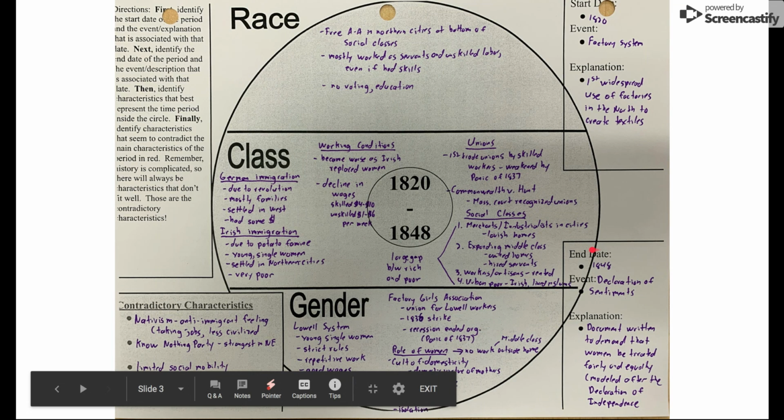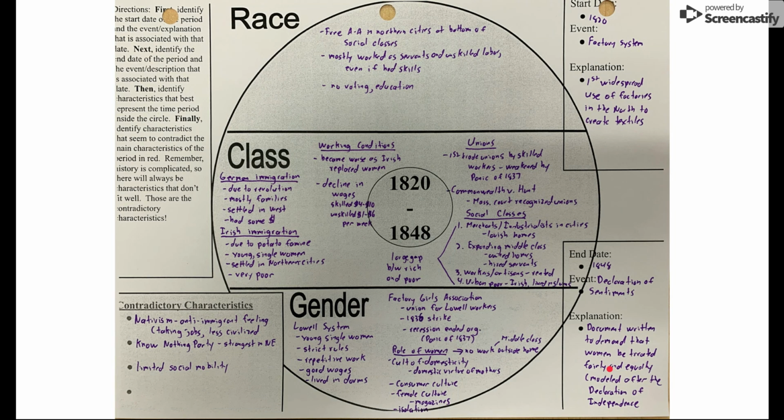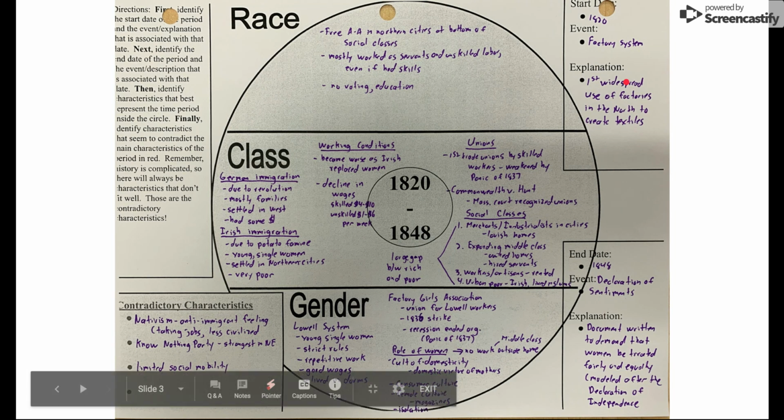All right, finally, let's wrap up here. We have 1848, the Declaration of Sentiments. This is going to end the time period. This is a document that was written to demand that women be treated fairly, and it was modeled after the Declaration of Independence and begins the movement for women in search of equality. All right, that's it.